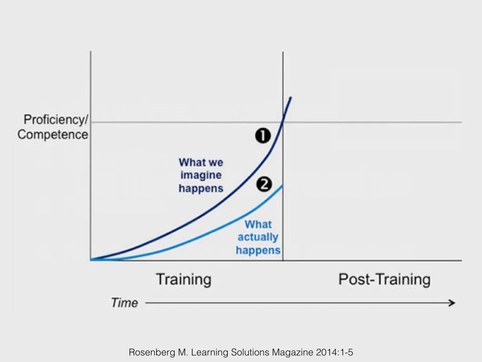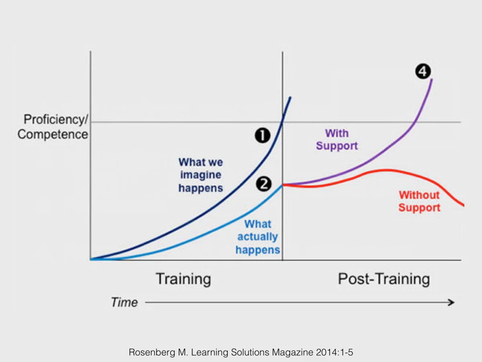Now, after that training session, there's one of two things that can happen. Without support, they kind of plateau and eventually drop off and those skills degrade. With support, those skills improve and they continue to improve, and post that initial education with support and help, they then reach proficiency and competence. And that's what we're going for. Competence, proficiency, and eventually expert performance.